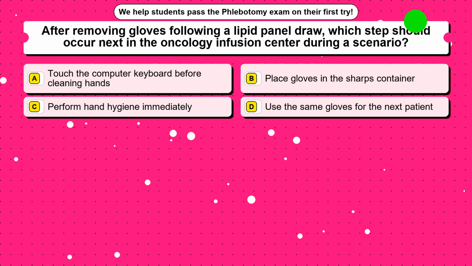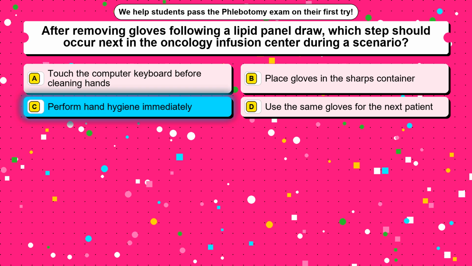Question 2. After removing gloves following a lipid panel draw, which step should occur next in the Oncology Infusion Center during a scenario? Option A. Touch the computer keyboard before cleaning hands. Option B. Place gloves in the sharps container. Option C. Perform hand hygiene immediately. Option D. Use the same gloves for the next patient.